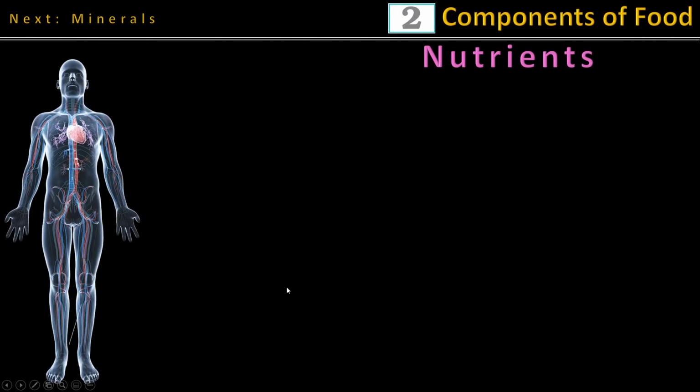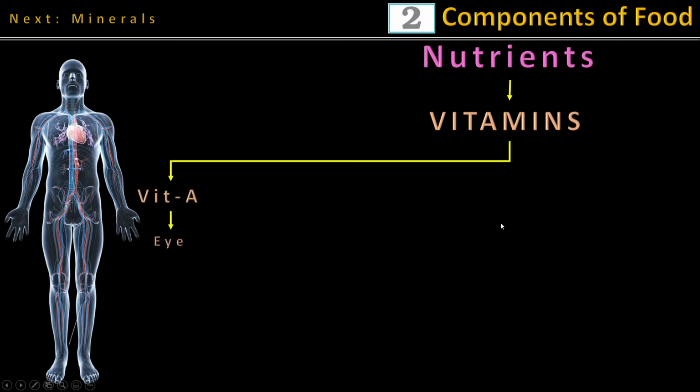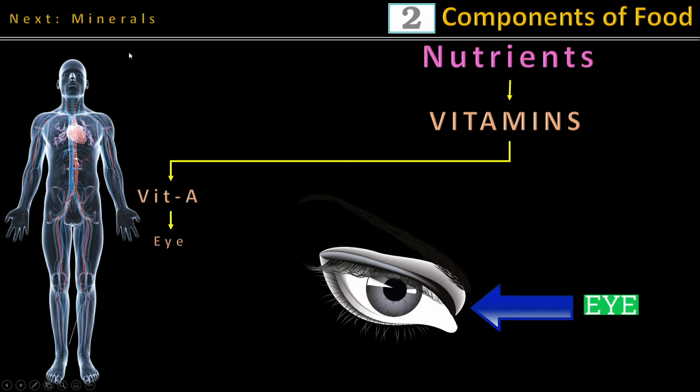Vitamin is also one of the components of food. Several vitamins are required in the body. Vitamins are divided into several different categories, so let's see those first. We have vitamin A. Vitamin A particularly helps your eyes. For any kind of eye problem, we need to eat vitamin A content foods. I will show very quickly what vitamin A foods we need to eat.